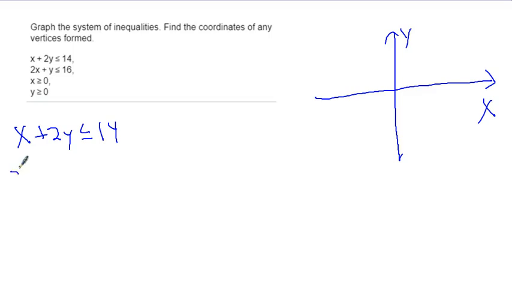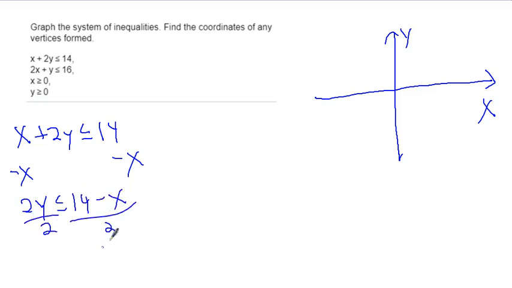So we'll solve this one for y by subtracting x to the other side. And we'll get 2y is less than or equal to 14 minus x. Divide by 2 on both sides. And we get y is less than or equal to, divide the 2 into both of these. So 14 divided by 2 gives me 7. Minus, this will become 1/2 x, right? There's an invisible 1 here. And then we knock the x off to the side, so we get 1/2 x from that.